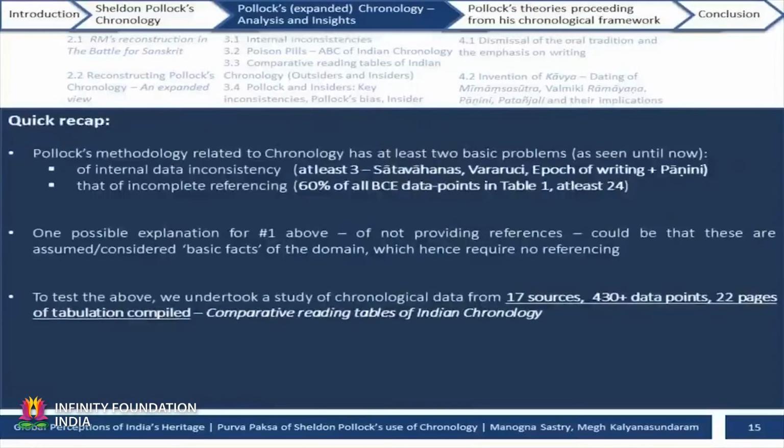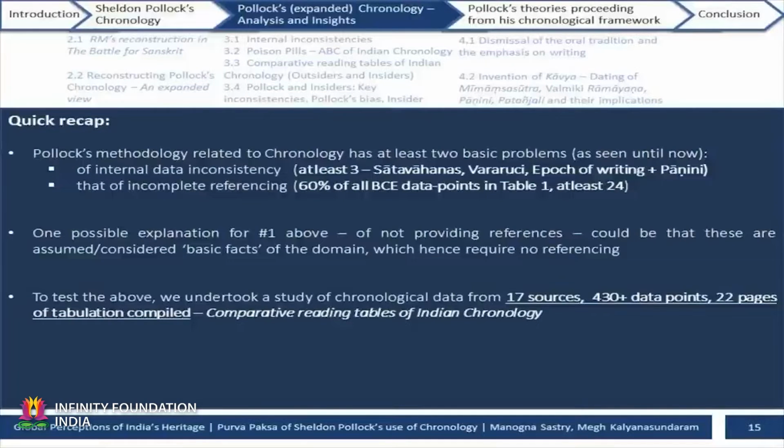Now, to quickly recap, in our new analysis of his work so far, we have instantiated 3 cases of internal inconsistencies: Satavahana Vansh, the start period, Vararuchi and Panini, and the epoch of writing. And prior to these, the insight about 60% of his BCE data occurrences that we found, which appeared unreferenced.